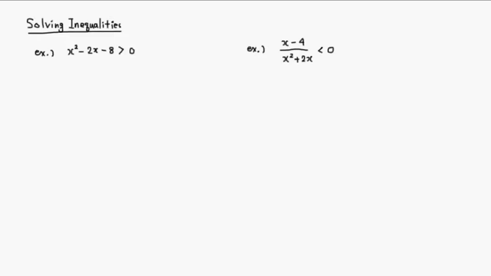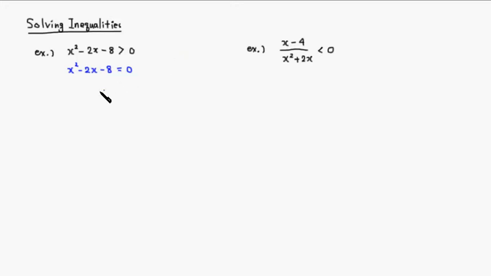All right, first example. We want to solve x squared minus 2x minus 8 is strictly greater than 0 for x. First thing we do is rewrite it as an equality. So I write x squared minus 2x minus 8 is equal to 0, since equalities are much easier to deal with than inequalities.